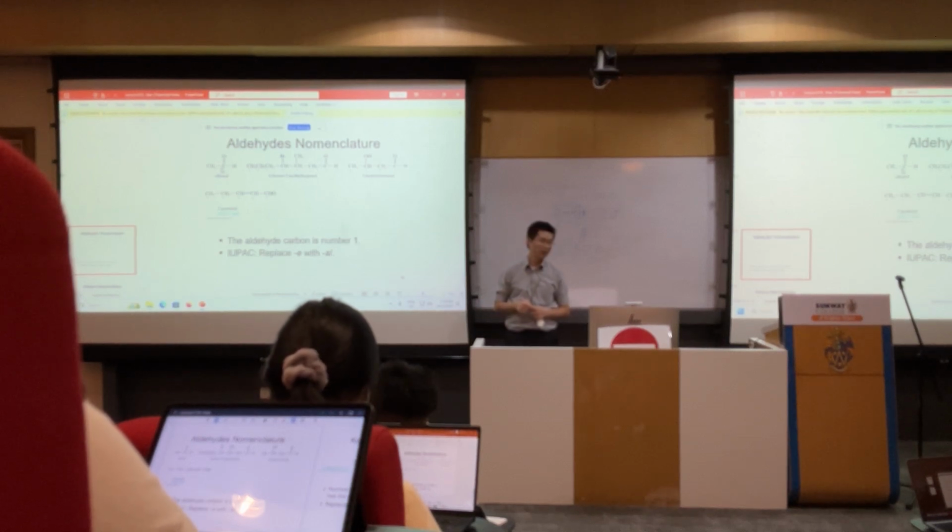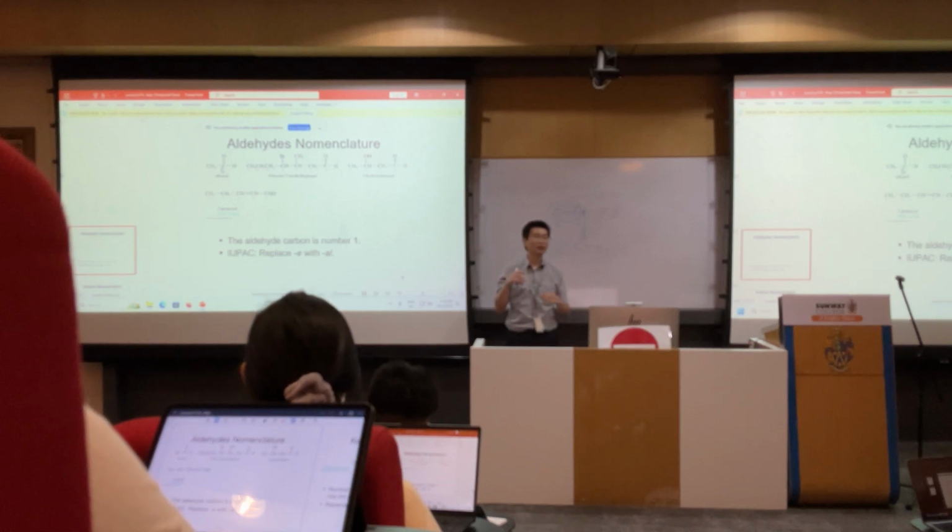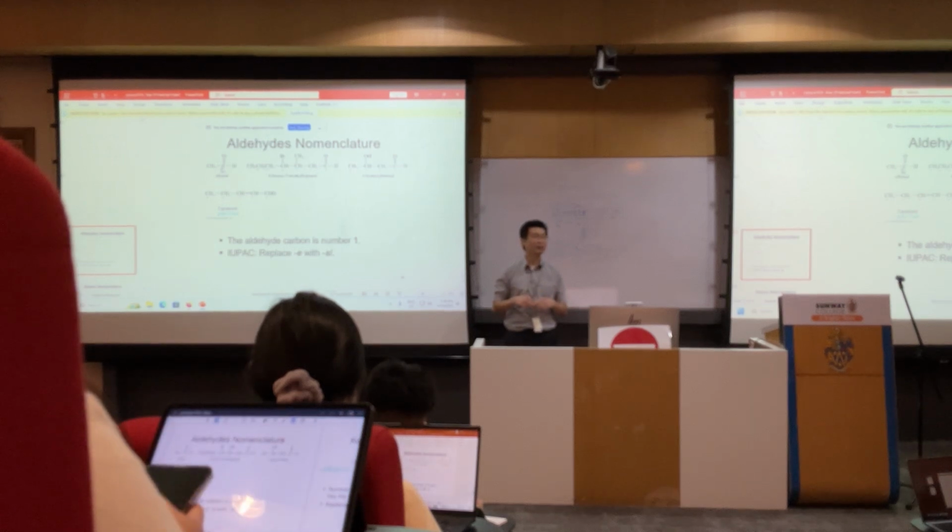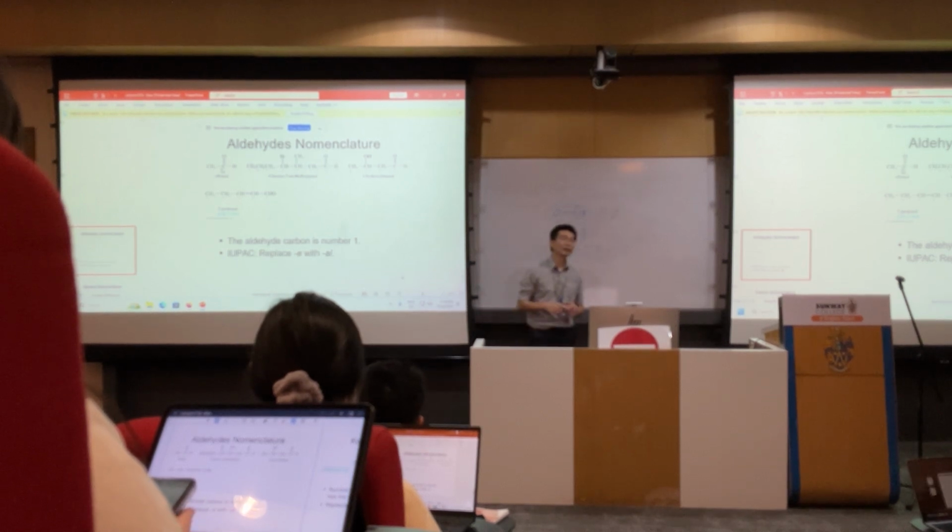But for ketone, it must attach to two carbons, right? So what is the minimum number of carbons required for a ketone? 3. So what we call a ketone with 3 carbons is propanone. The suffix ends with -one. And for aldehyde, the minimum number of carbons required is 1. So we have formaldehyde.